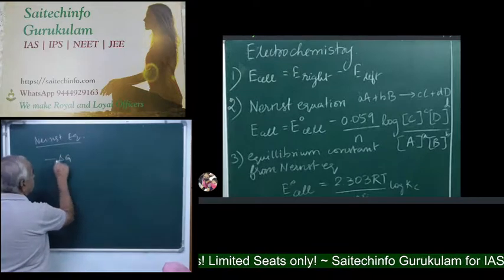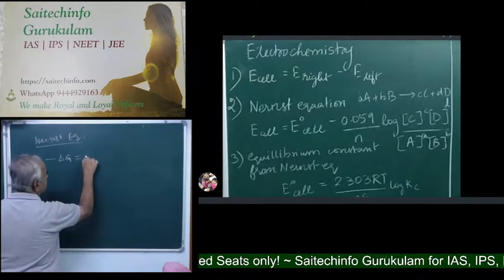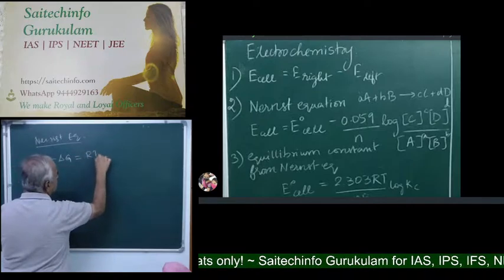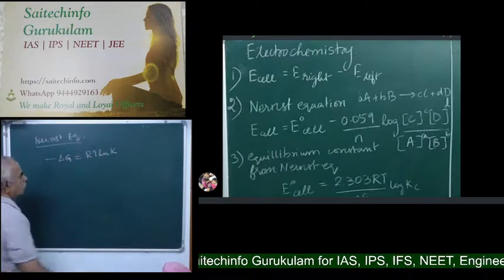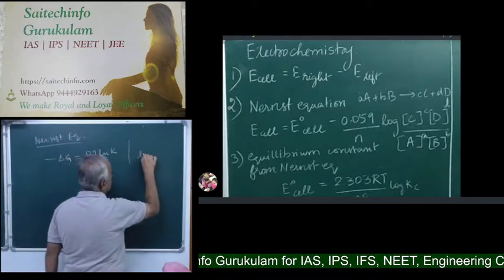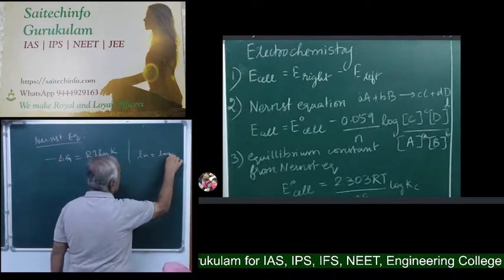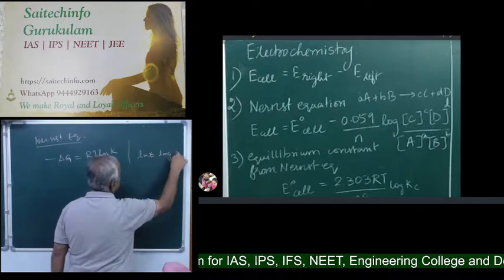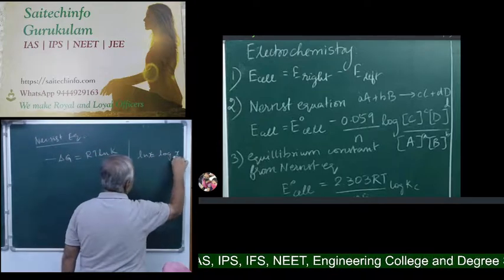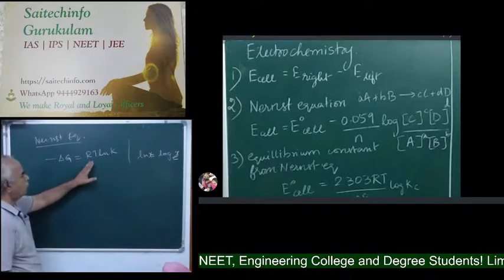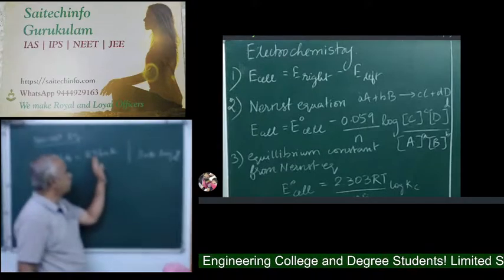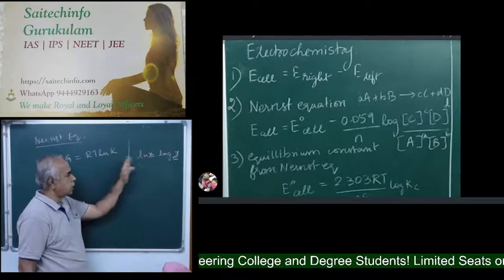So minus delta G is given by RT into log K. It should be called natural log. That is log to the base E. Natural log, that is log. Let us put log x means log to the base E. Log x to the base E. Natural log. Where R is gas constant, T is temperature in Kelvin, and K is the equilibrium constant.